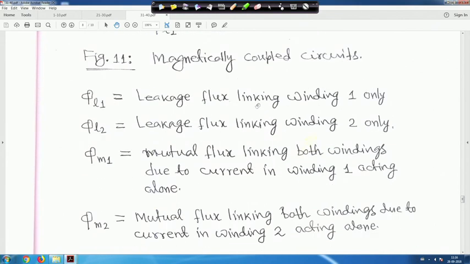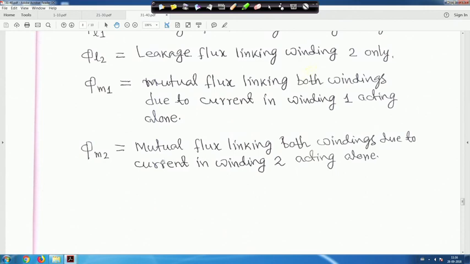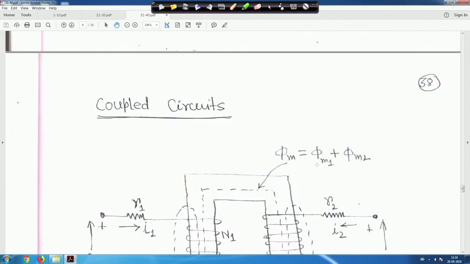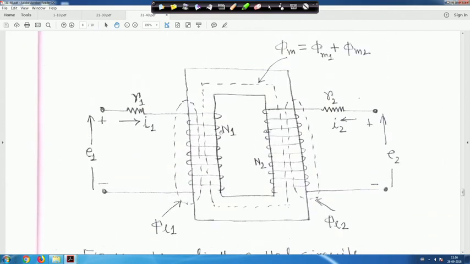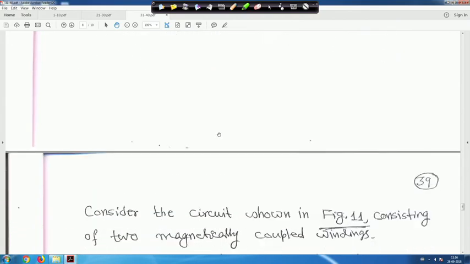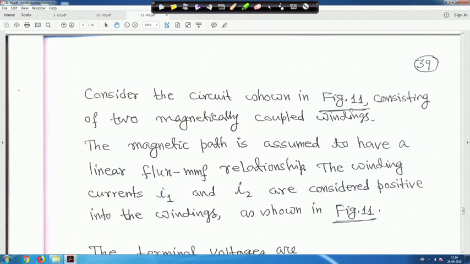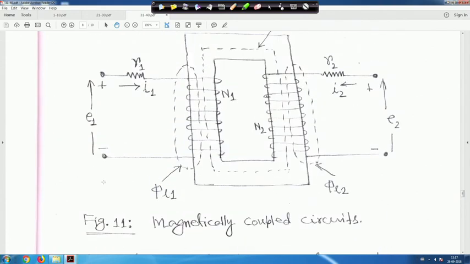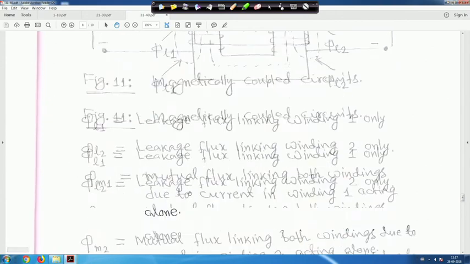So phi M1 is the mutual flux linking both windings due to current in winding 1 acting alone. Similarly phi M2 is the mutual flux linking both windings due to current in winding 2 acting alone. This is the coupled circuit. Now we have to write down a few equations. Consider the circuit shown in figure 11, which consists of two magnetically coupled windings.